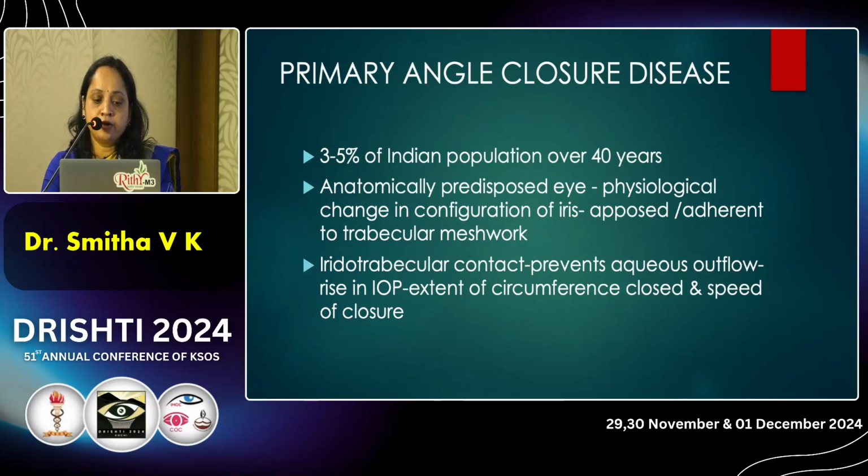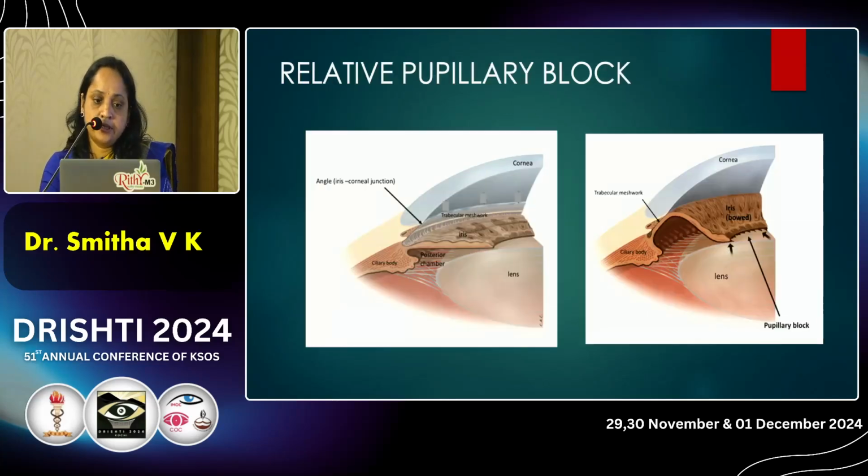This increase in IOP depends on the extent of circumference of the angle closed and the speed with which it is closed. The relative pupillary block is the main pathomechanism for angle closure. When the pupil is mid-dilated, there is more iris contact with the lens, which leads to an increase in pressure in the posterior chamber. This increase in pressure leads to the iris bowing peripherally, which causes the iridotrabecular contact and prevents the aqueous outflow.